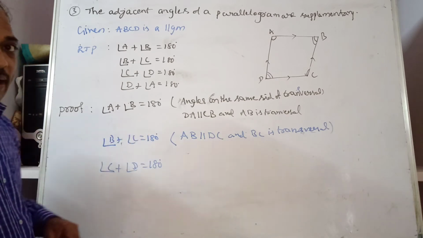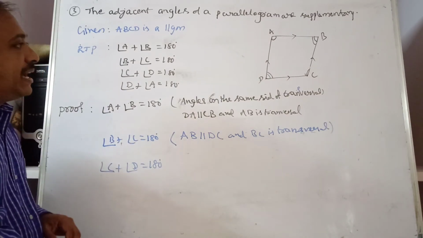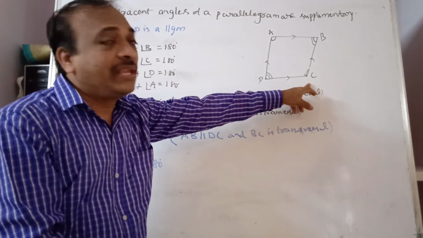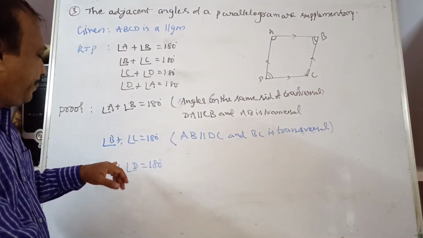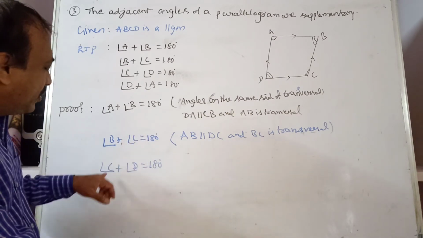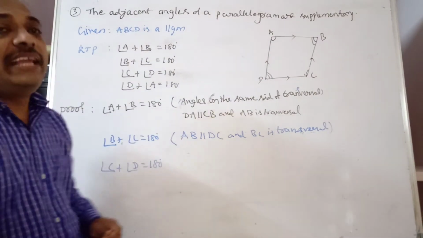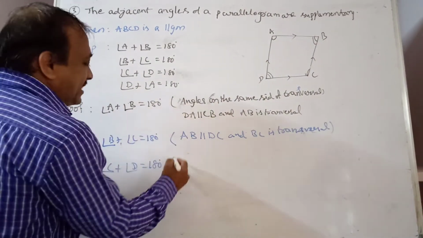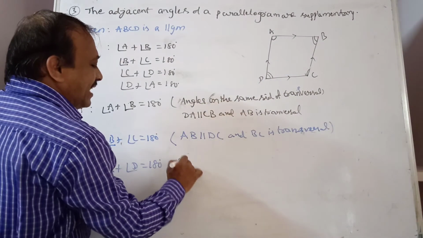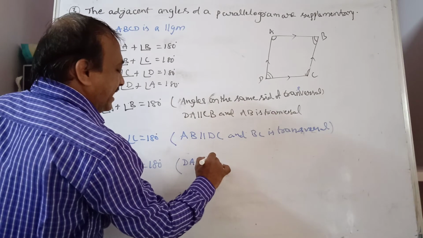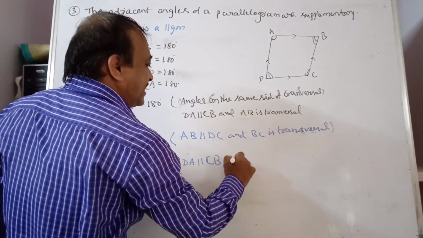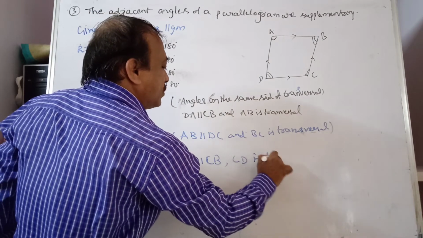But in property 2, what did we prove? Angle A is equal to angle C. So in place of C plus D, if you write angle C as A, then A plus D also will be 180. Okay, so C plus D is equal to 180. Now the reason is again DA parallel to CB, and CD is the transversal.